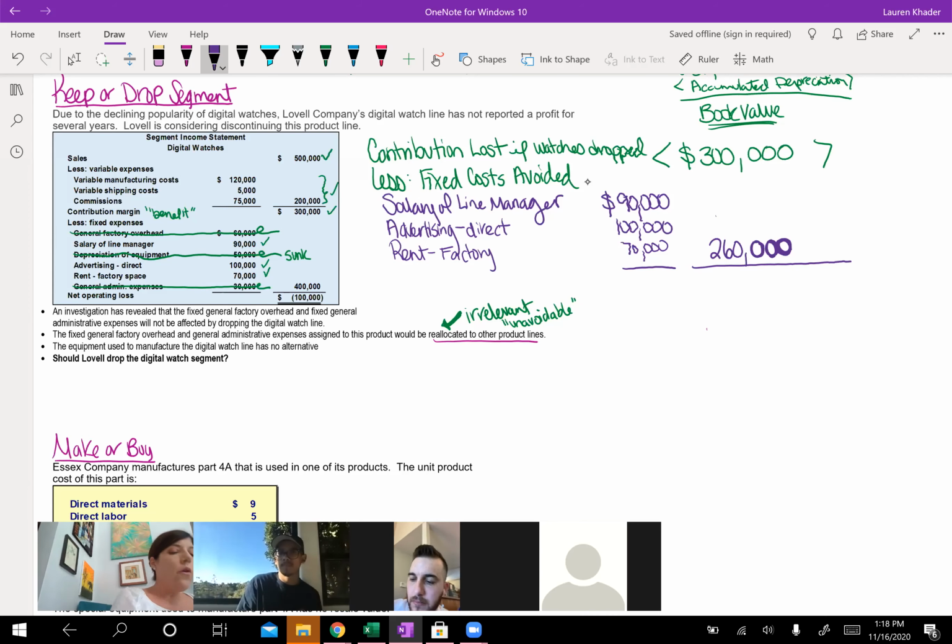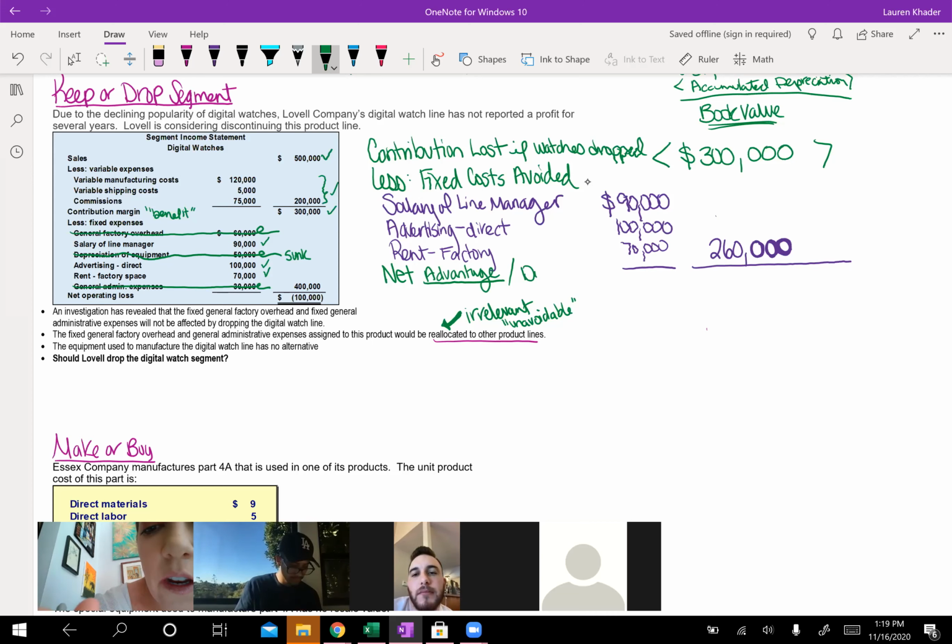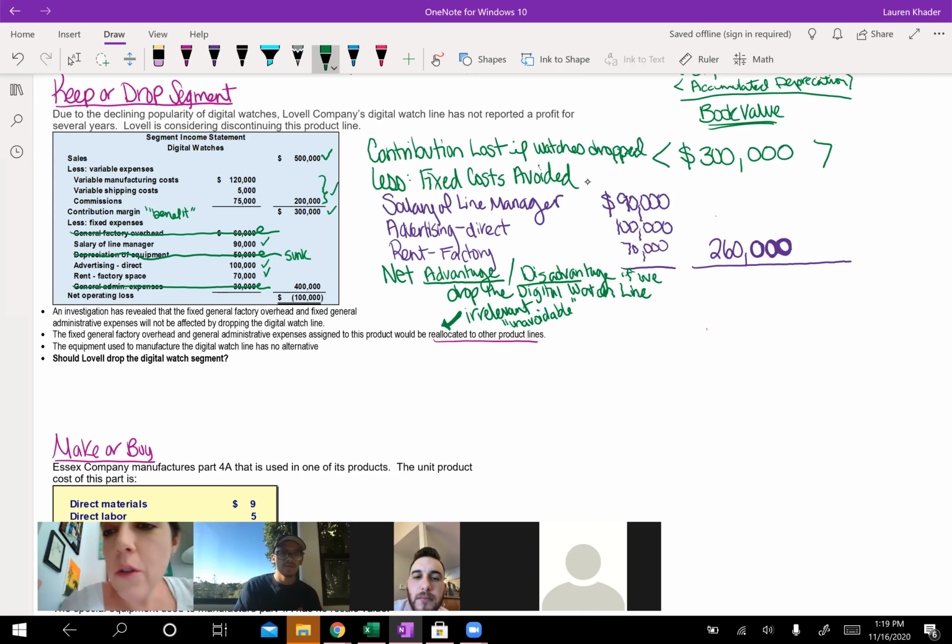And is it going to be a net advantage or disadvantage? Disadvantage. So net advantage or disadvantage if we drop the digital watch line? So is our bottom line going to increase or decrease if we drop the digital watch line?